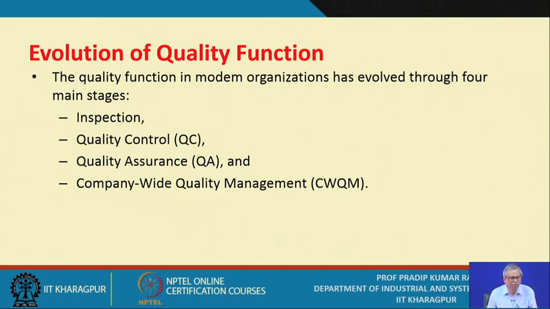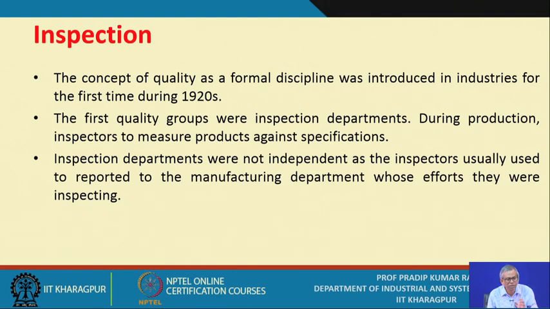Now, as I have already mentioned, we have gone through 4 stages in the modern quality. First one, inspection. Second one is the quality control. Third one is the quality assurance. And the fourth one is the company-wide quality management, CWQM. It is also referred to as total quality or total quality control or total quality management. So many authors, many practitioners, they prefer different names, but concept wise they are all same. Okay, so what is inspection?